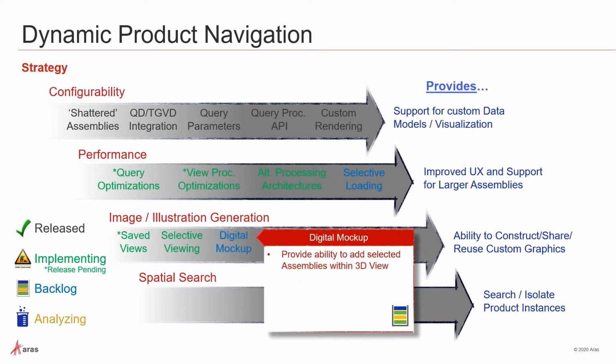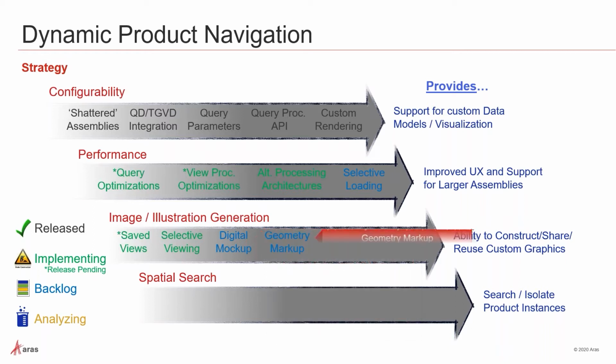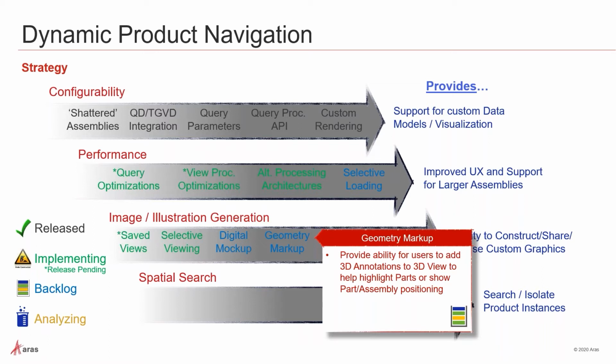Digital Mockup will provide the ability to load multiple assemblies that don't necessarily share a common ancestor in the BOM to, for example, support design reviews. Geometry Markup will allow users to add 3D annotations or add 3D line segments to show the placement or construction of an assembly.